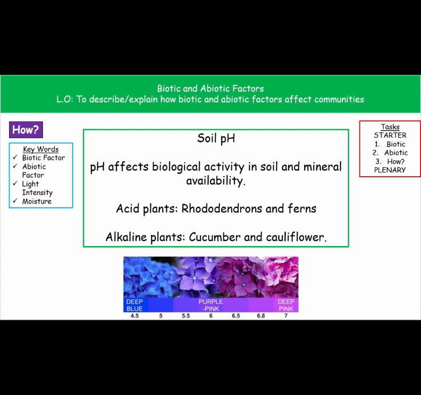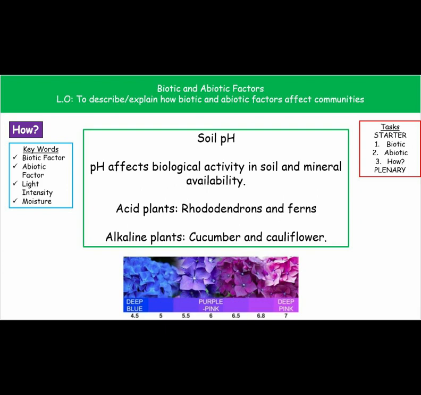And again, what we'll find is you'll buy plants for different soils. So you'll get plants that are designed for acid soils and others that will grow better in alkaline soils. So if you've got acidic soil, things like rhododendrons and ferns are what you should be growing. Whereas if you've got an alkaline soil, then things like cucumber and cauliflower are going to do really well.